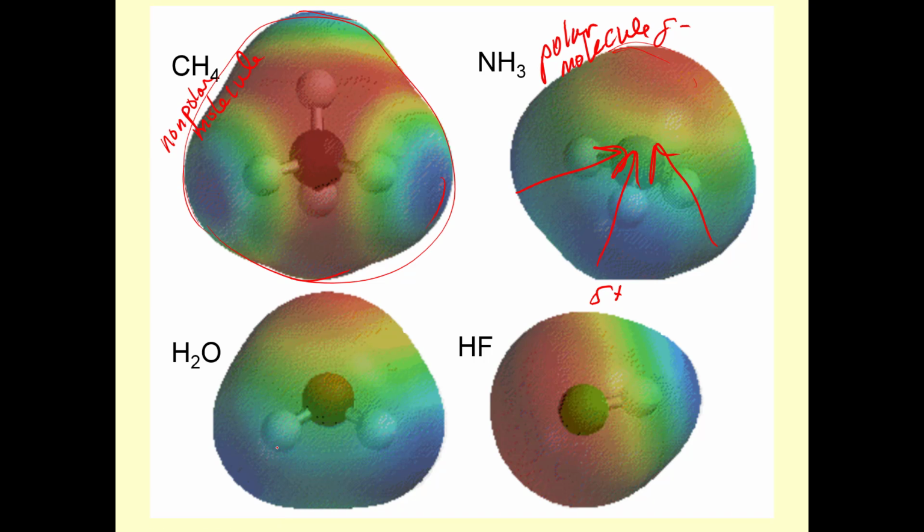Let's look at this one, H2O. So we got kind of positive down here, kind of negative up there. The shape of the molecule is a V. It's a polar molecule. Check out this one, HF. Over here is the negative charge. Over here is the positive charge. Definitely polar because this side of the molecule is kind of negative.